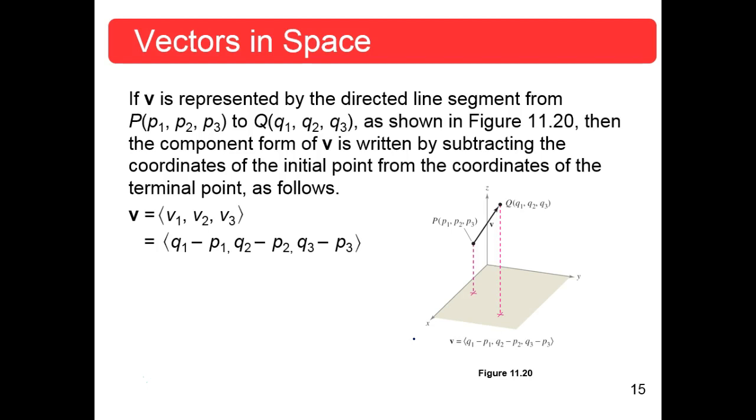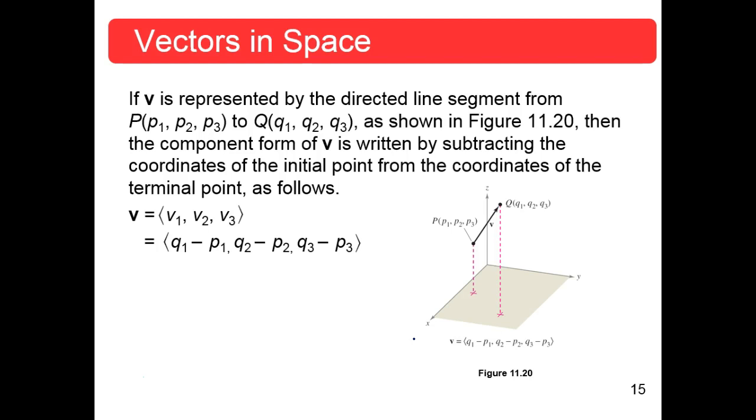v is written by subtracting the coordinates of the initial point from the coordinates of the terminal point. In other words, terminal minus initial. So the v here would be Q1 minus P1, comma, Q2 minus P2, comma, Q3 minus P3, and put those in angle brackets. Those are your components. Make sense? Just one more extension from what we had on the two coordinate vectors in the plane. So here's point P. These are coordinates of the point, P1, P2, and P3. Q up here, Q1, Q2, and Q3.